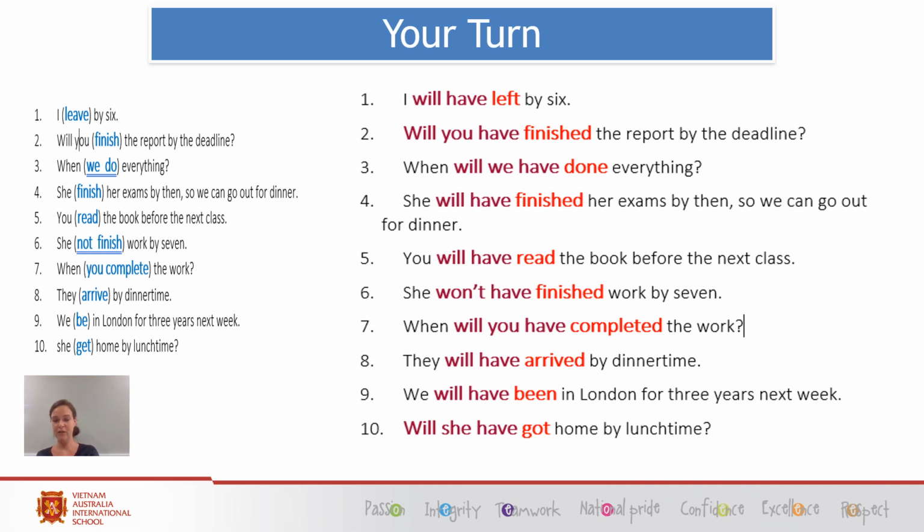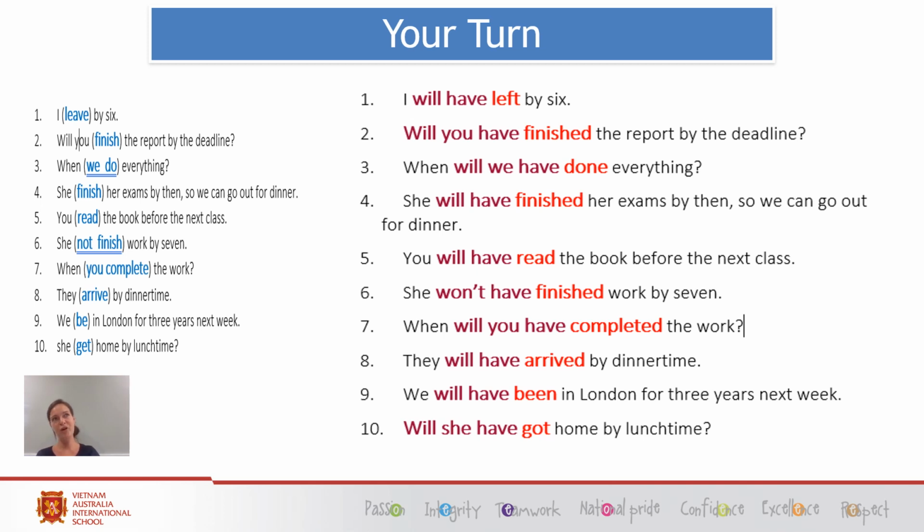Number 6, negative, again, more tricky, but let's see if you got it. She won't have finished work by 7. Question number 7 is also a question. When will you have completed the work? Question 8, they will have arrived by dinner time. Question 9, we will have been in London for 3 years next week. Question 10, will she have got home by lunchtime?